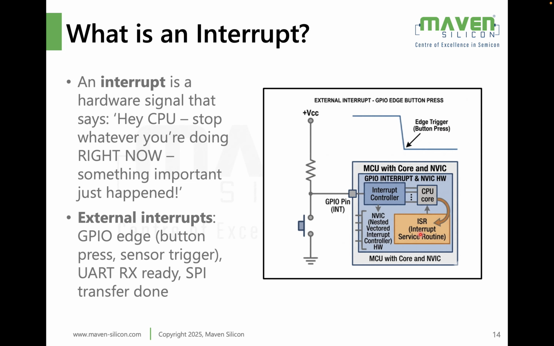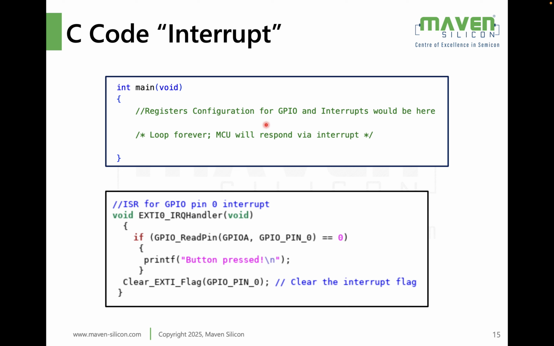So you can see here in this scenario, there is no constant polling concept at all. If there is an interrupt, then only the CPU reacts to it, takes action and comes back to the normal operation. Now let's see a C code implementation for interrupt handling.